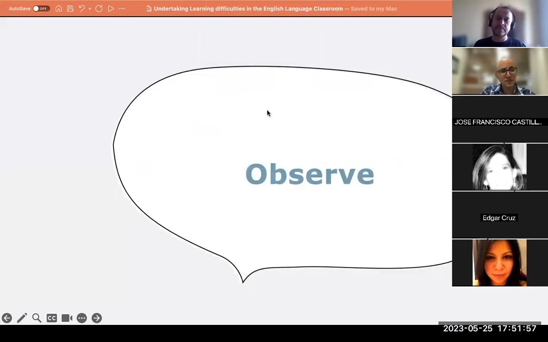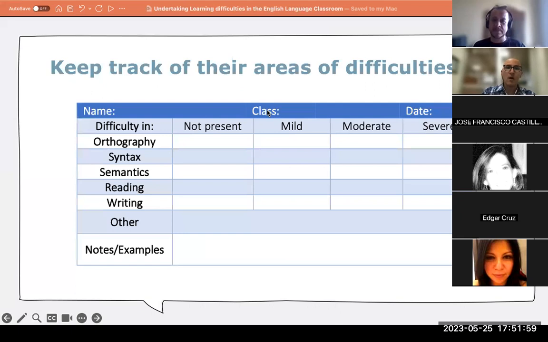Also, number two, observe. You need to observe them. And what exactly are you going to observe? Exactly what we just talked about. Orthography, syntax, semantics, reading, writing, their speaking skills. You can take this little format that I created some time ago. So you can write the name of the student, the class, the date, the level of severity, whether it's not present, mild, moderate, or severe, give notes, examples, and always try to have some of these available.